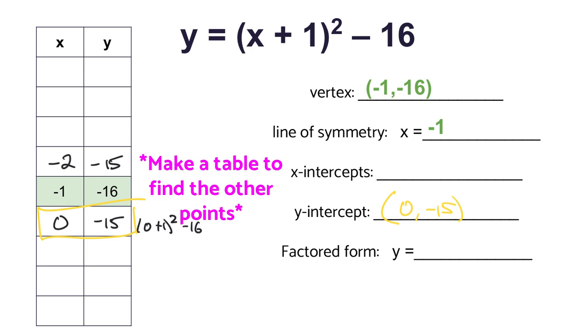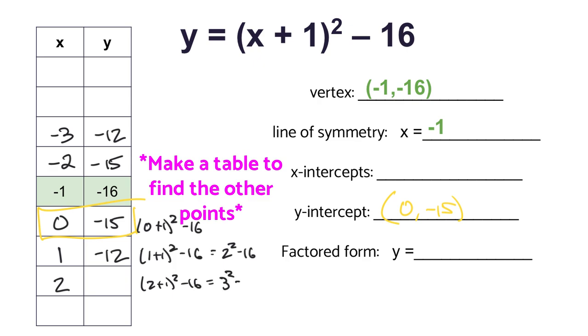And you keep on going to figure out what's going on at a positive 1. So that'd be 1 plus 1 quantity squared minus 16. So that's 2 squared minus 16. And 4 minus 16 is a negative 12, which means at negative 3, you also have negative 12. Do the symmetry. You do the same thing for going on at 2. So that's 2 plus 1 quantity squared minus 16, or 3 squared minus 16. And that would be 9 minus 16, which is a negative 7, which means at negative 4, you also have negative 7. We're getting closer.